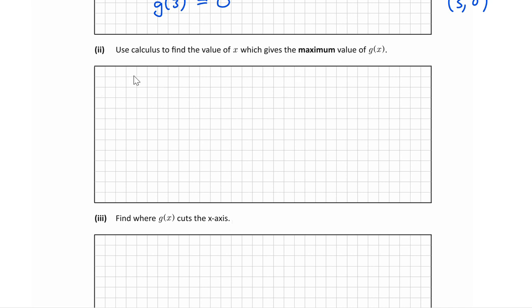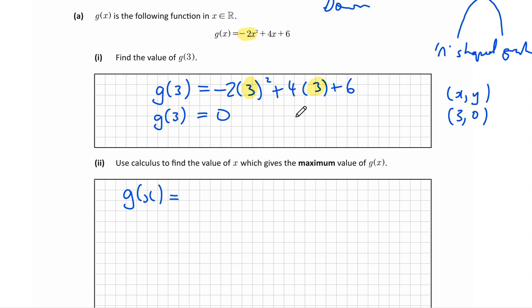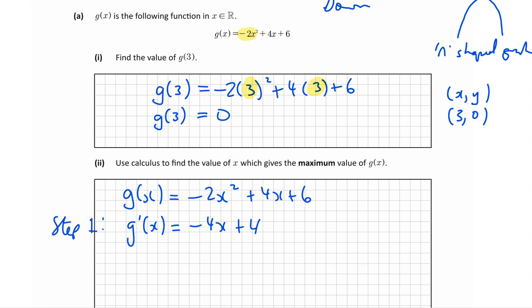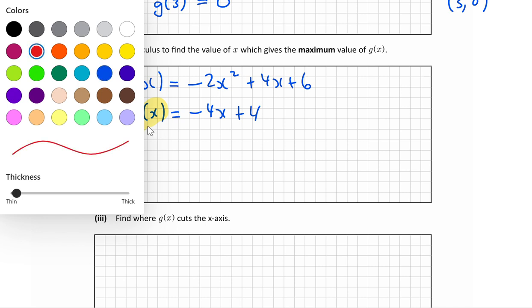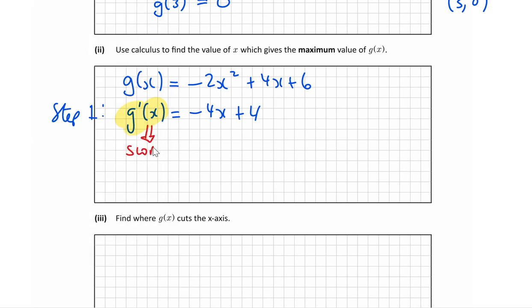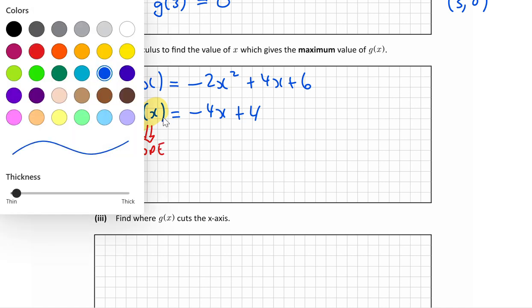So I was talking to you about this the last day. I'm writing it on the board. So we have our original function here, minus 2x squared plus 4x plus 6. I told you step 1, differentiate, and you get minus 4x plus 4. Now, when you've differentiated, what you've found is what's known as the slope finder function.